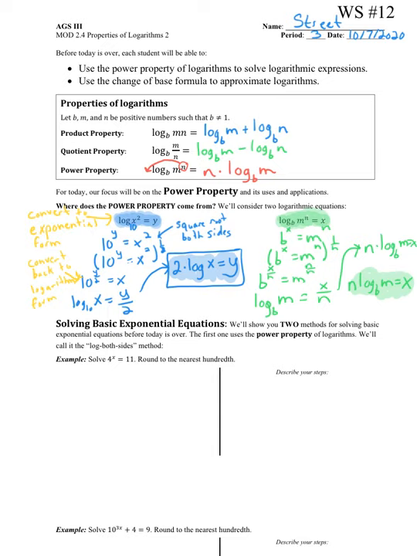That's why it works. I don't expect you to know the why. I just need you to know what it looks like. So every time I see an exponent inside of a logarithm, I want to be able to drop that exponent out in front, okay? That's the idea here.